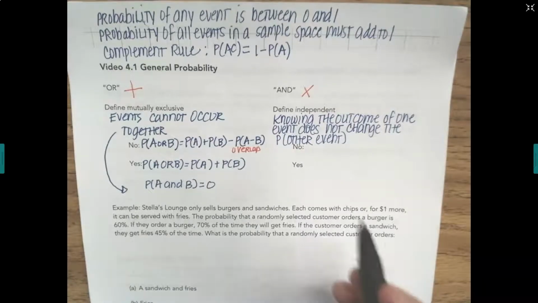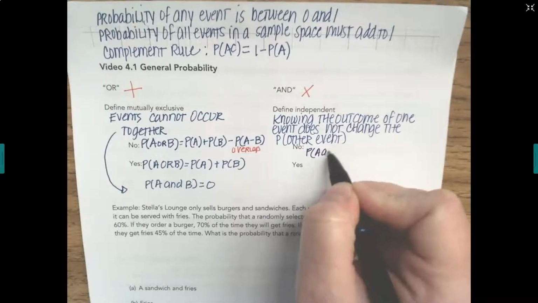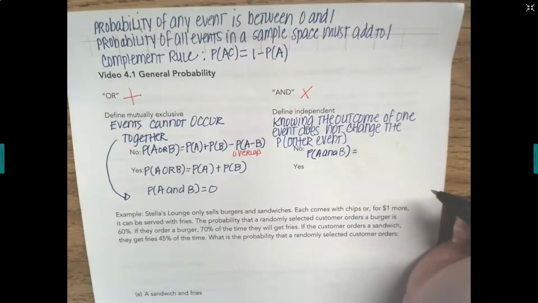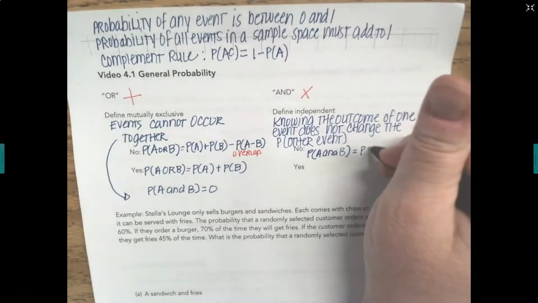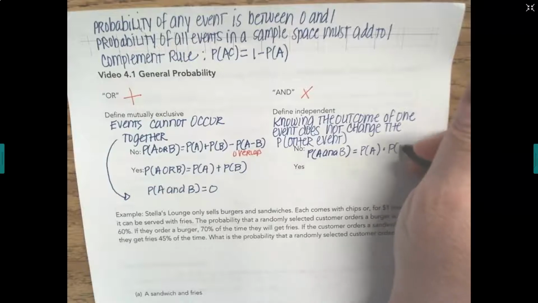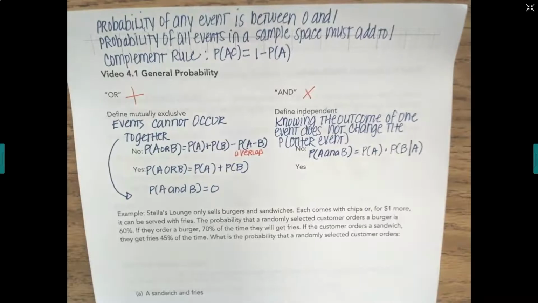Okay, so independence, and how we check for independence. If they're not independent, the probability of A and B will be the probability of A times the probability of B given A has already occurred. So the probability of A and B would be the same as the probability of A times the probability of B given A has already occurred. That's if they're not independent.